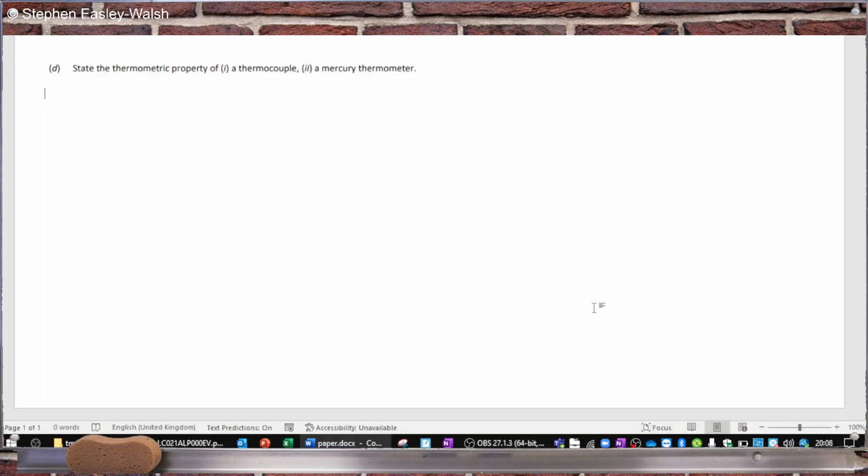So next, now state the thermometric property of a thermocouple and a mercury thermometer. So the thermocouple one is the changes in EMF. And then for a mercury thermometer, the thermometric property is the change in volume, changes in volume.